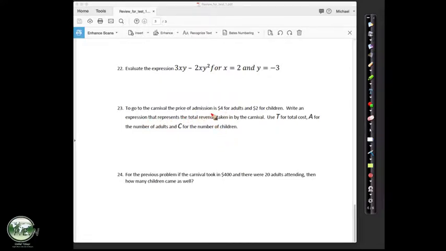So again, I got a word problem, so I'm just going to start underlining some numbers. And as I do it, $4 for adults, $2 for children. Then I look for my letters, which I made nice and big and bold. So I've got a T, an A, and a C. C for children, A for adults, T for total. That makes sense. So, okay, now I start reading.